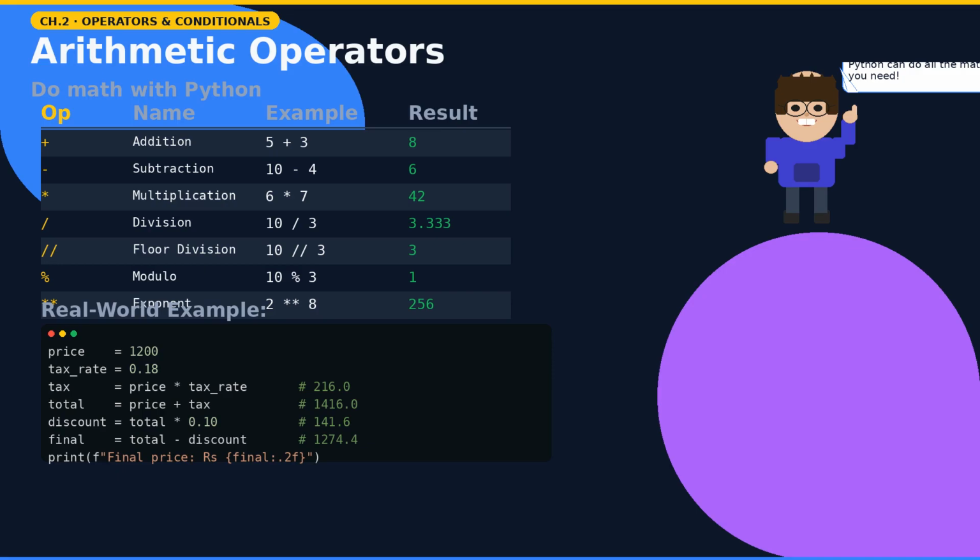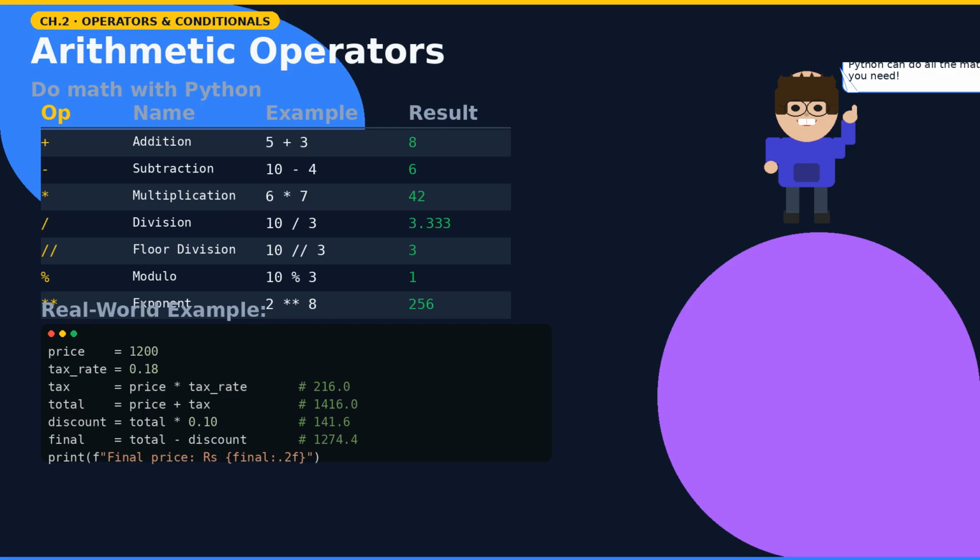// is floor division, which rounds down to the nearest whole number. The percent sign is the modulo operator, it gives you the remainder after division. And ** is the exponent operator, so 2 raised to the power of 8 equals 256. These operators follow the same order of operations as regular mathematics: brackets first, then exponents, then multiplication and division, then addition and subtraction. Let's watch arithmetic operators solve a real problem, calculating a discounted price with tax.